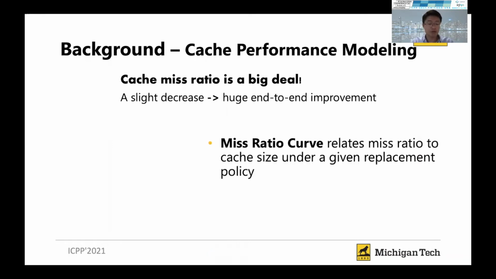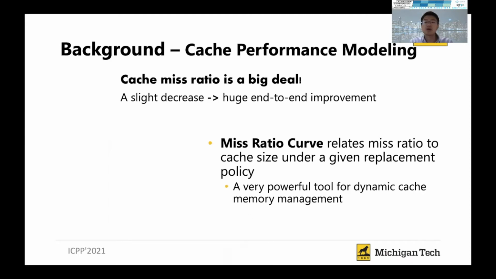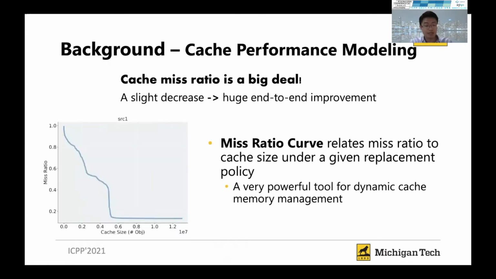A miss ratio curve is a function that relates cache size to cache miss ratios. Miss ratio curve is a very powerful tool for dynamic cache memory allocations. For example, this is a miss ratio curve of a storage workload from Microsoft Research. In this particular instance, with a miss ratio curve, one can make a small increase in cache size, and then it could lead to a drastic reduction in the cache miss ratio, which leads to huge performance improvements.